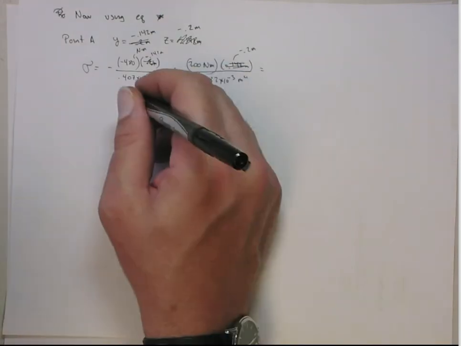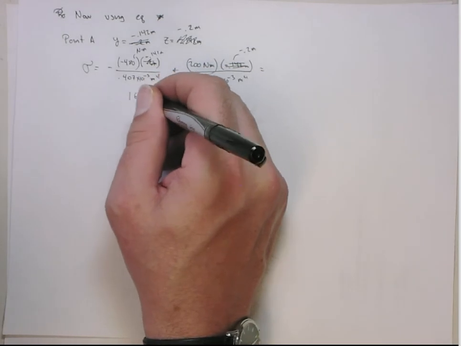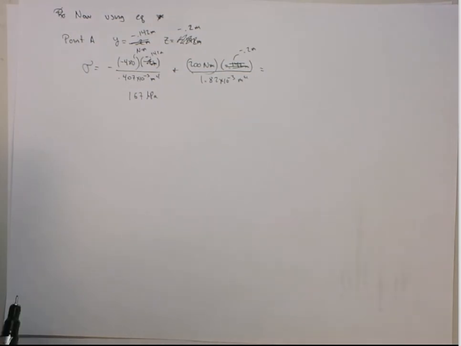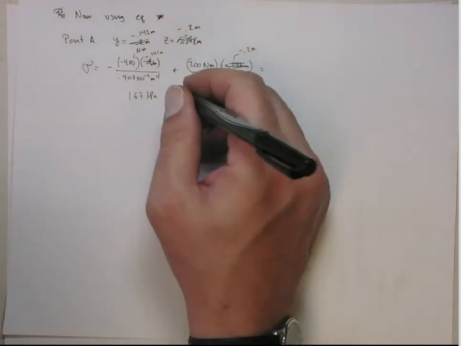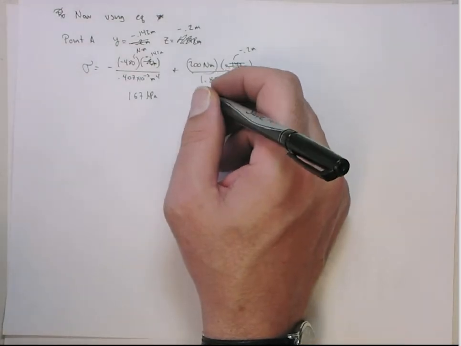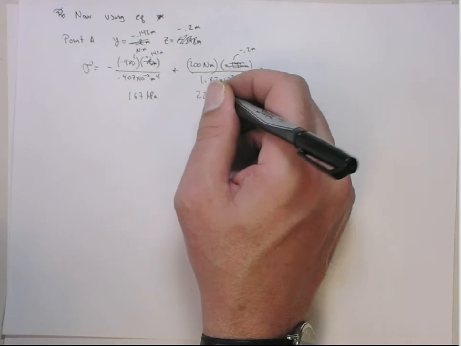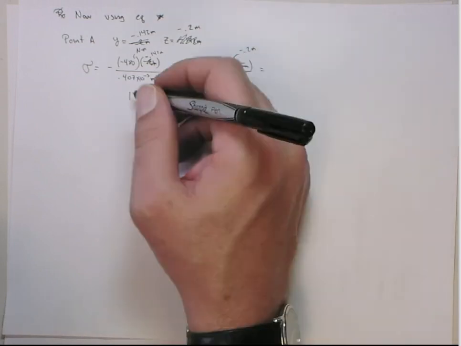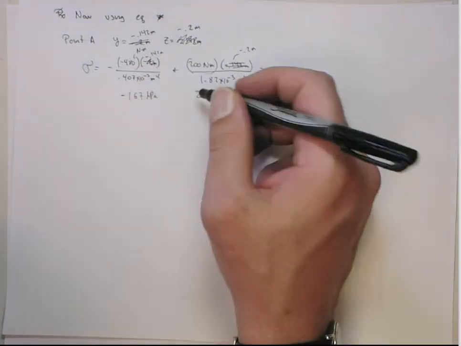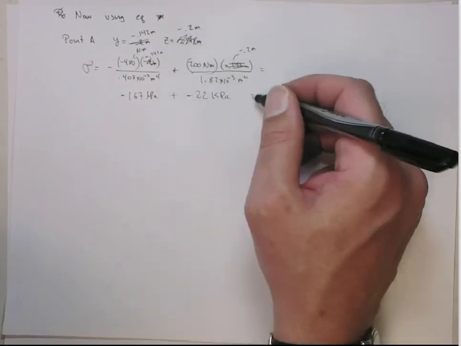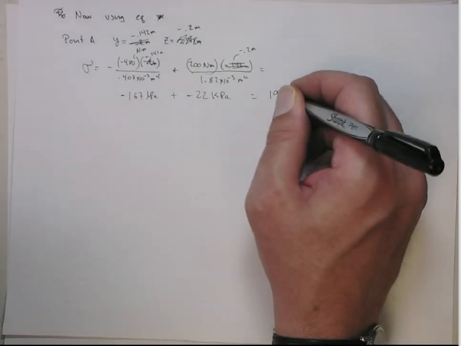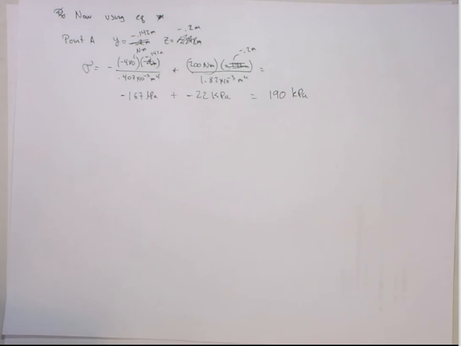Right, now this term becomes 167 kPa, and then this term becomes 22 kPa, and then actually this is a negative, and this is a negative, so we add those together. I get the 190 kPa. The difference there is just a little round off error.